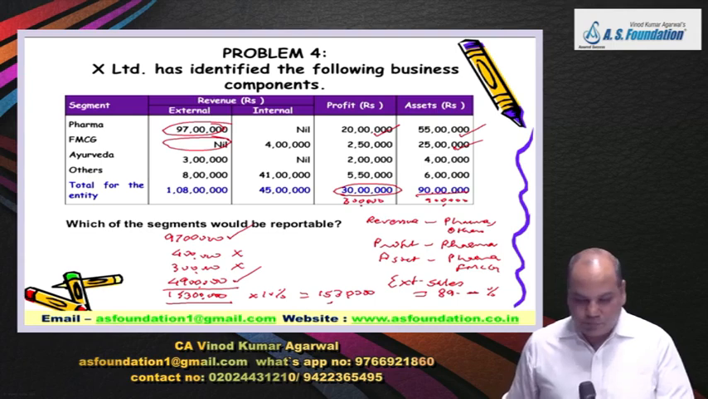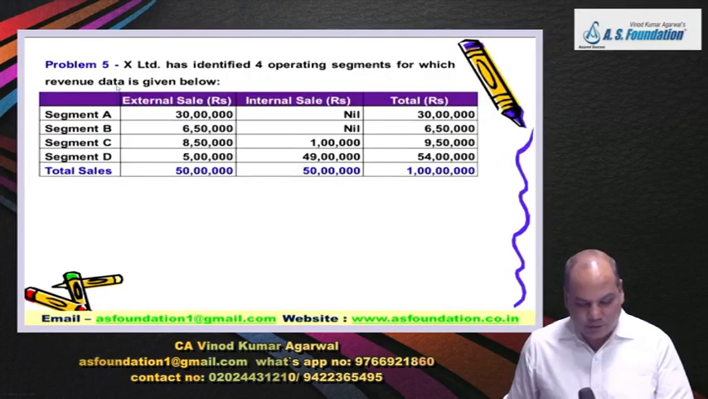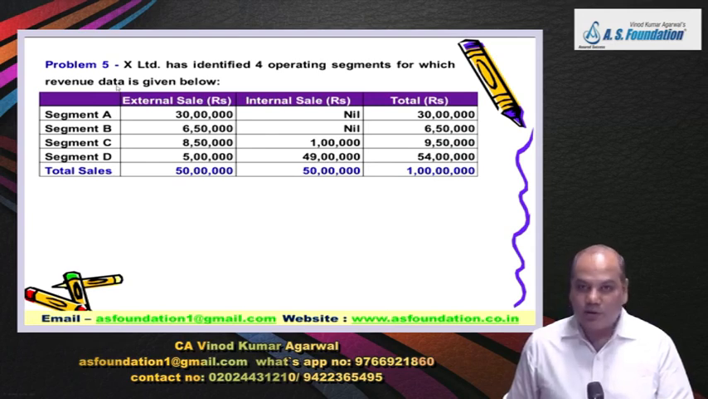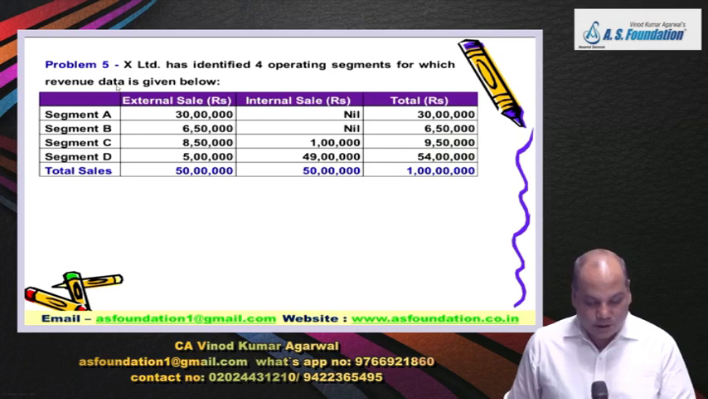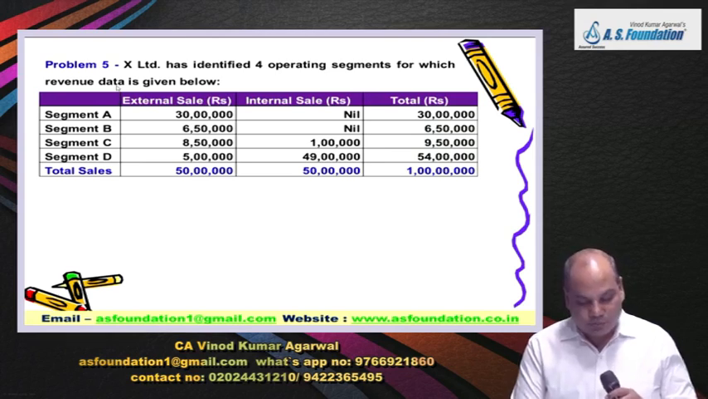See what your answer has to say on this. Quantitative thresholds are calculated below. So what they have done, they have taken it in percentage terms. And below that they say segment pharma would be separately reportable since they meet all the three criteria, though any one criterion is required. FMCG segment does not satisfy the revenue and profit test, but satisfies the asset test. So it would also be separately reportable.